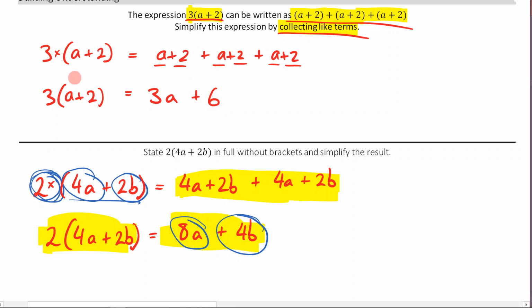And so too up here, this is saying I have 3 lots of a. 3 times a is 3a. It's also saying I have 3 lots of 2. Well, 3 times 2 is 6. So what we're doing here is we're simply multiplying 3 by a and then 3 by 2. We are simply doing that. And that is what we're going to see now.